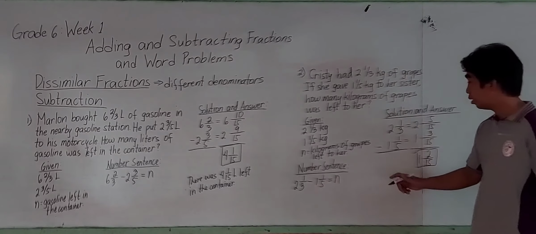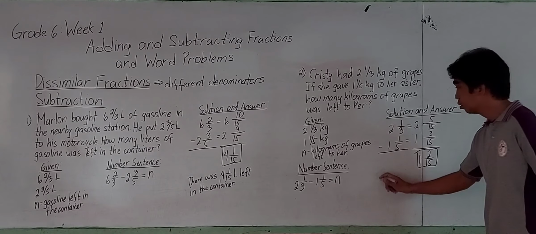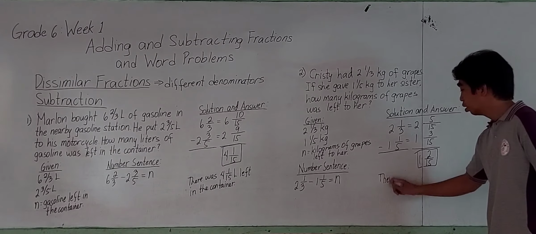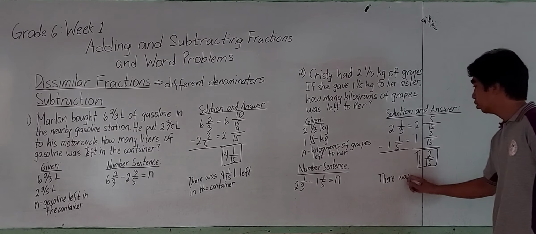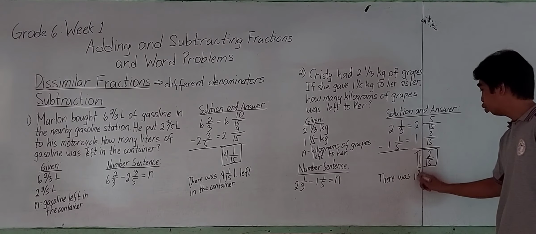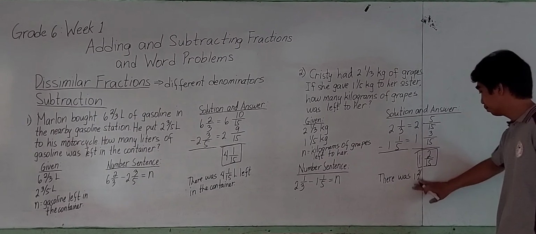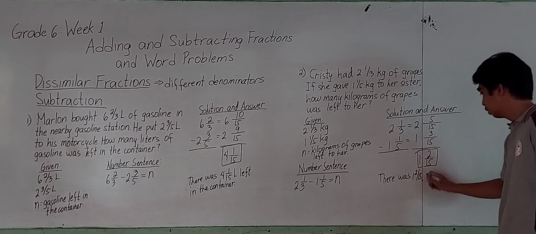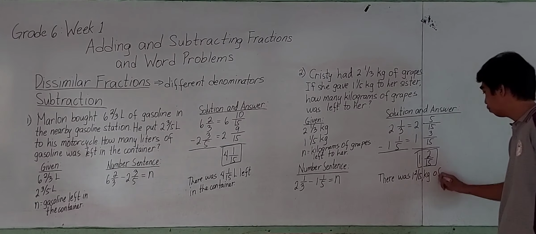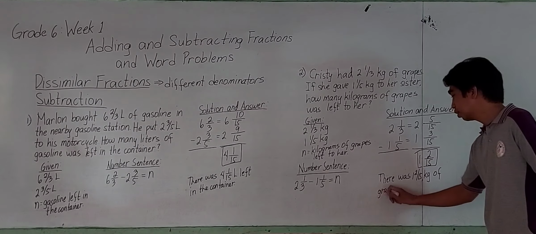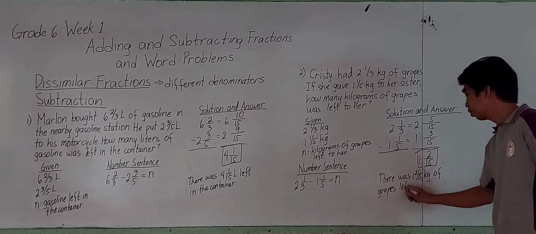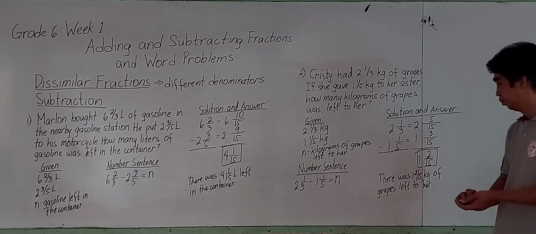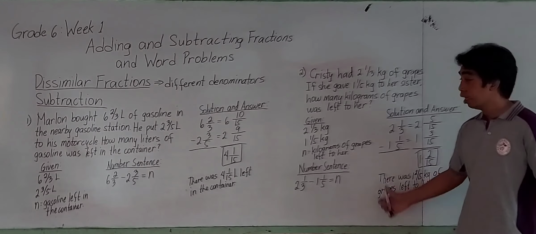So now our answer: there was 1 and 2/15 kilograms of grapes left to her. Okay, that is how to solve problem number 2.